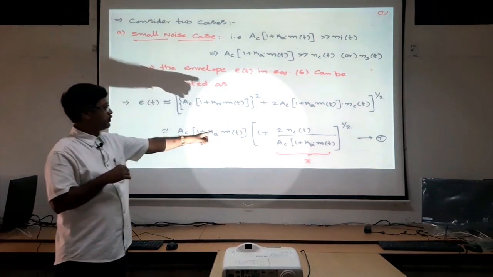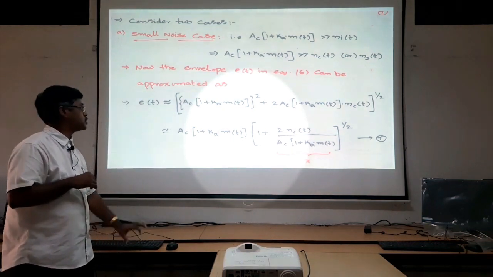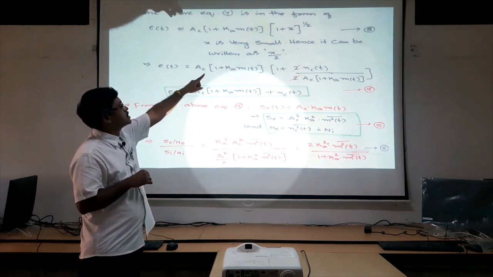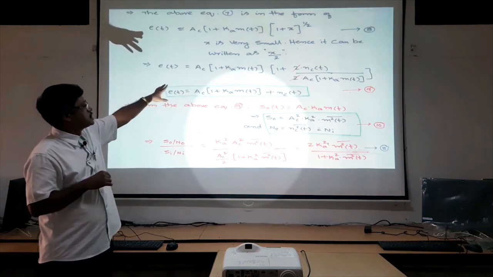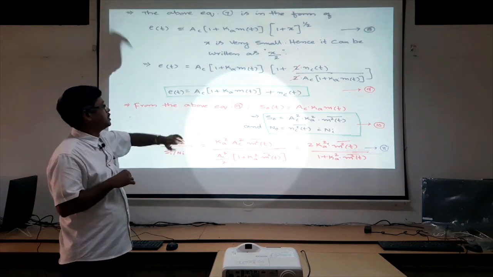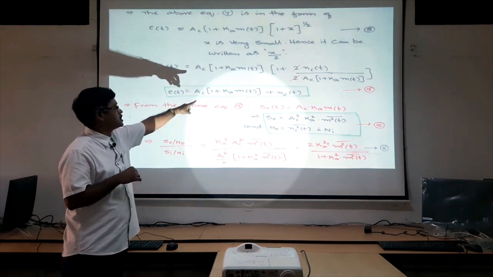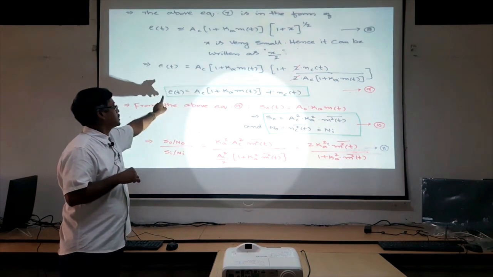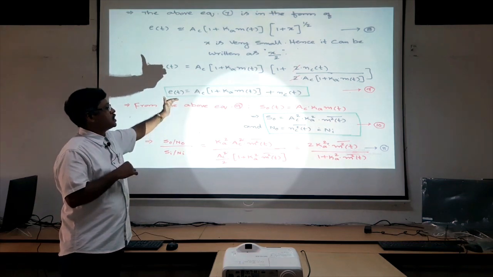So I can redefine this equation as 1 plus X by 2. So try to redefine the equation now. The term Ac into (1 + Km(t)) into (1 + X by 2) power 1 by 2. Now the envelope is Ac(1 + Km(t)) into the rest of the term which is defined in the bracket. After simplification, I am getting the envelope as Ac(1 + Km(t)) plus Nc(t). Now from this equation 9, it is clear that the envelope has both signal component and noise component, which is defined as the output of the envelope detector.